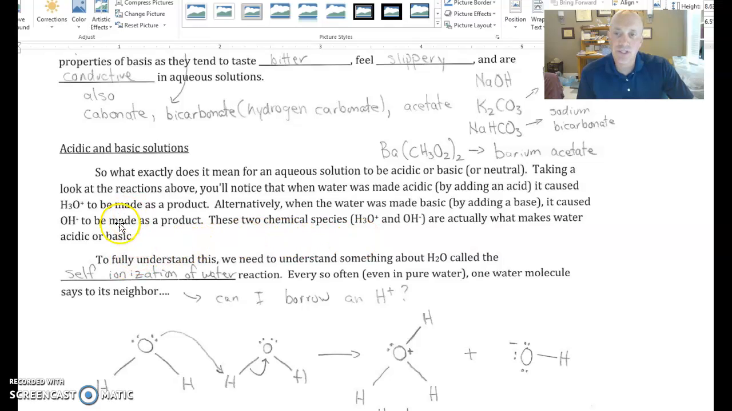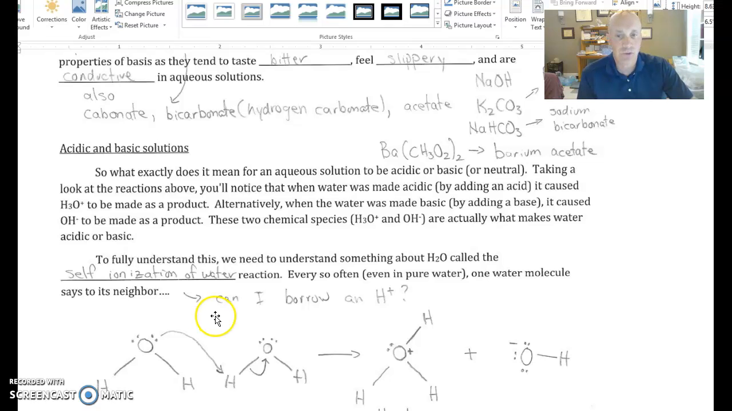So, to understand what it means for something to be acidic or basic, we first need to understand a little bit about water, and that's what's called the self-ionization of water reaction. Even though if you had a glass of water, you might think it's just 100% H2O.